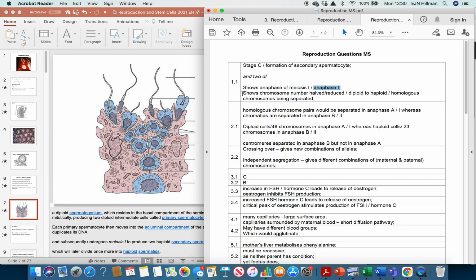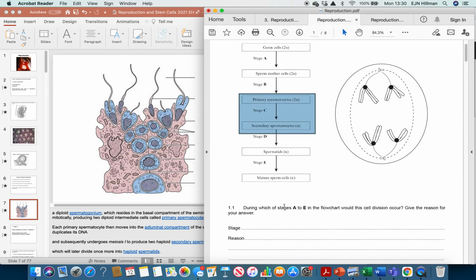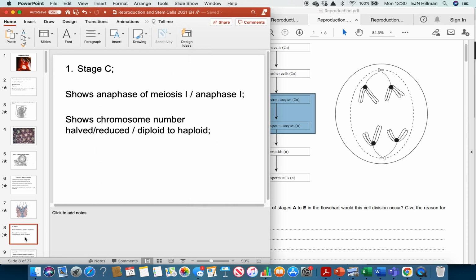Perhaps the most important evidence here is that it shows the chromosome number being halved, or perhaps I would prefer the homologous chromosomes being separated, for question number 1 there. Okay, so let's go back to the PowerPoint and we'll continue.